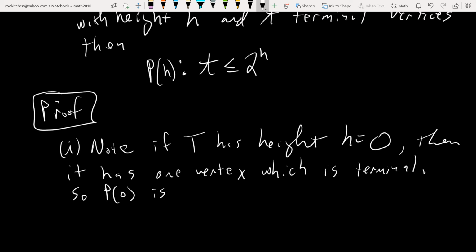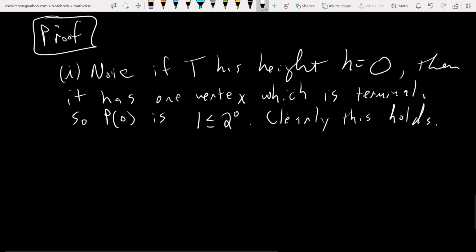So P of 0 is going to be saying that 1 is less than or equal to 2 to the 0. Clearly this is true. Okay, 1 is equal to 1, so therefore 1 is less than or equal to 1. Okay, so clearly this holds. All right, so then we go to the inductive step.